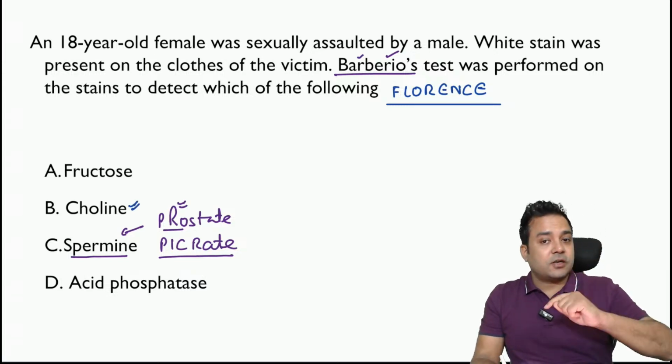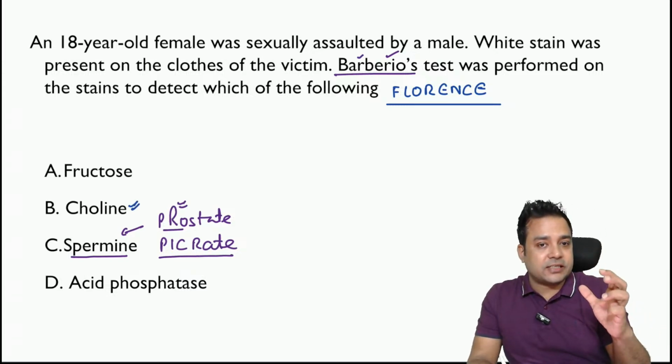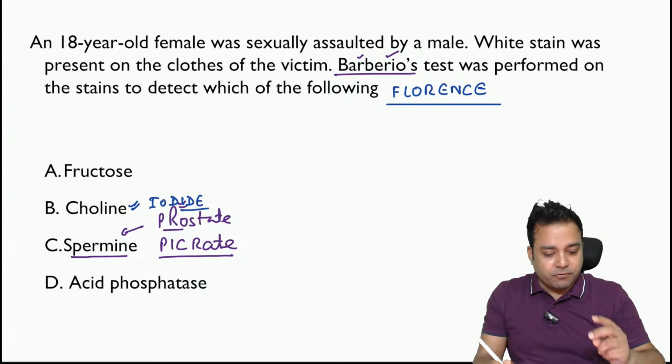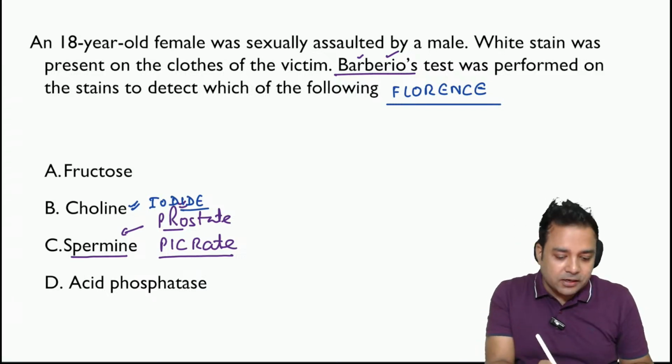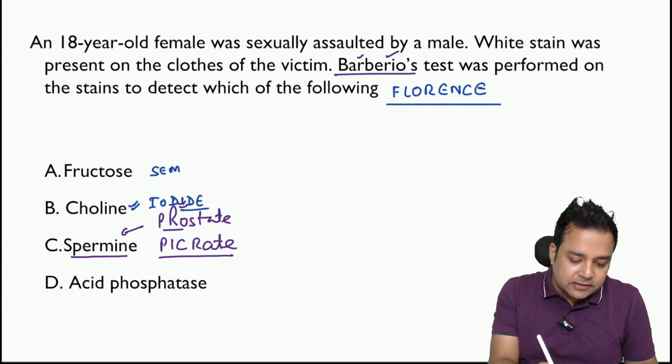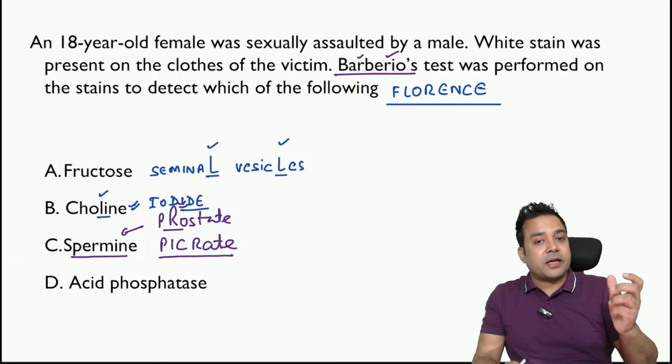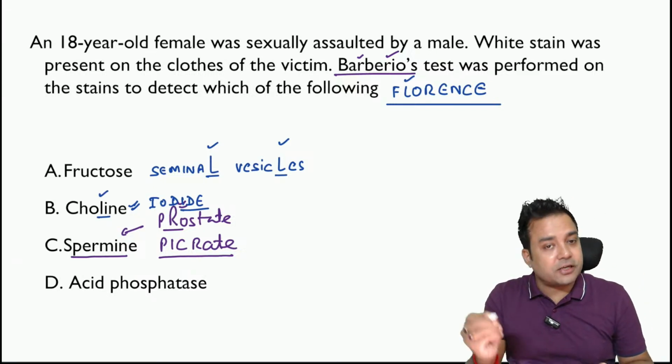Because what are the crystals made up of in Florence testing? Choline iodide. Iodine is added as a reagent. And what is the source of choline in the sample? Seminal vesicles. So L of choline, L of seminal vesicle, L of Florence. Everything correlates nicely.